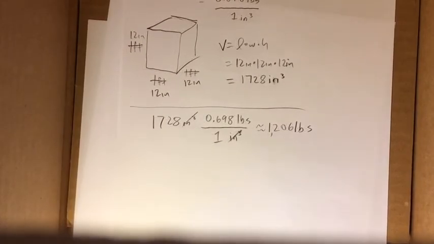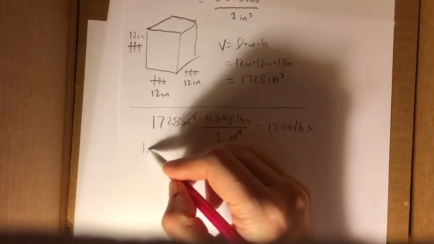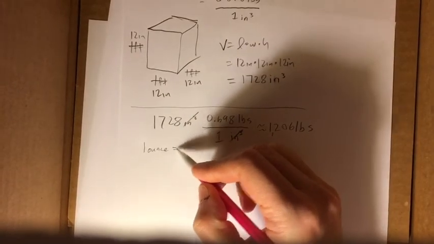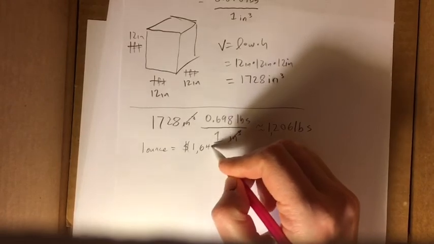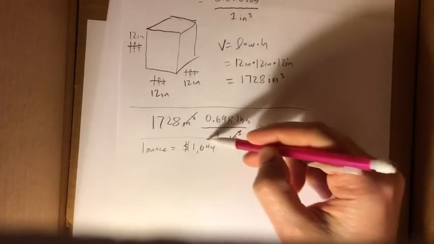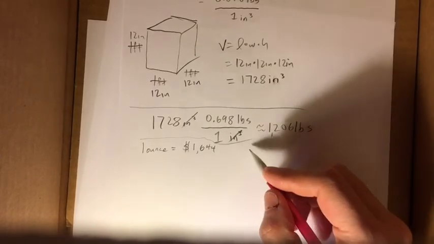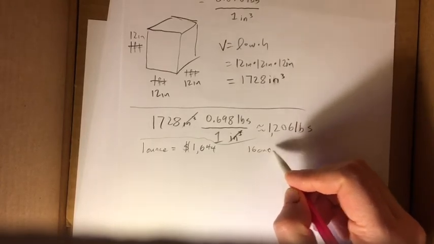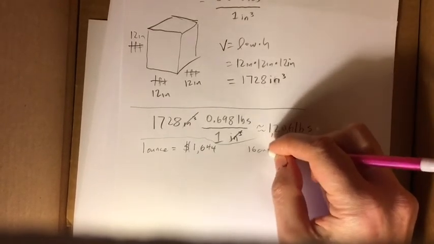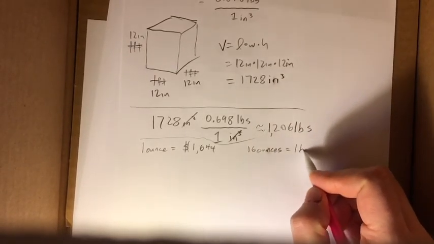All right, so I went on the internet, did a quick Google search, and as it turns out, 1 ounce of gold is equal to about $1,644. Sorry about that. Okay. And there are 16 ounces per each pound. So let's figure it out.